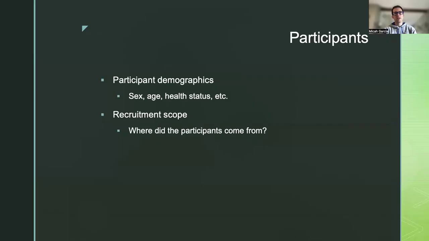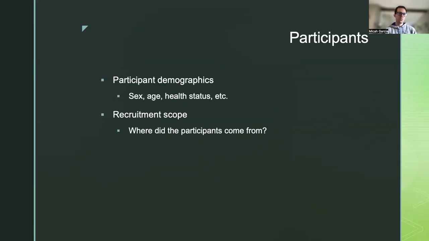You're also going to want to provide an overview of the participants. So like just the demographics. So the sex, the age, their health status, their activity levels, anything that kind of gives a description of who was targeted for the study. And then what was the recruitment scope? So where did these participants come from? Were they recruited from the community, from a college, from sports teams? So identifying where you went to actually find these participants.